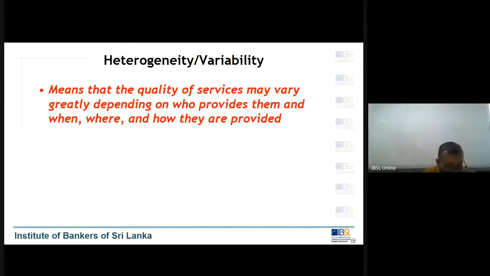Now you see two branches. Take an example, two branches within the same bank. You may experience variable services owing to the capabilities of their respective managers and the staff. Nothing wrong. Same bank, but two branches. The heterogeneity is that the service level provided varies from branch to branch and also from person to person and time to time. So that is a specific nature.